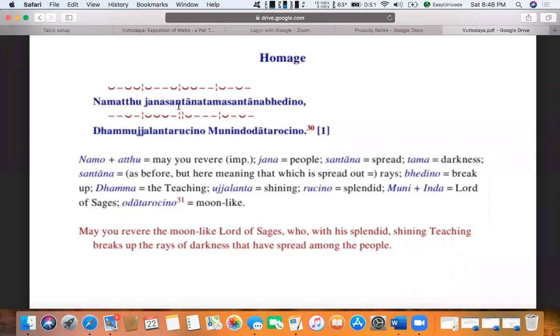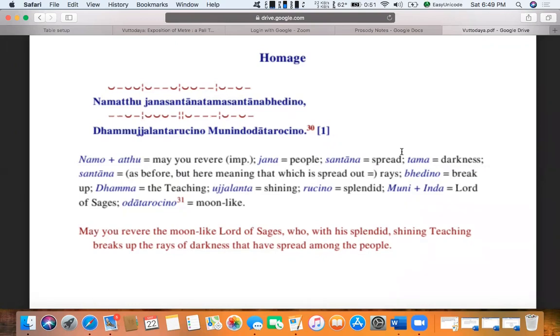First reason is jana santana tama santana bhedino. We know jana. Jana refers to people or sometimes beings. So jana santana, according to the meaning given by Venerable Ananda Jyoti Bhikkhu, santana he gives the meaning as spread. But actually in Myanmar, in Burmese books, this santana is given the meaning as continuity. We know the chitta santana and so on. Here also santana refers to chitta santana. So jana santana is the chitta santana of people, or the continuity of mind of people.